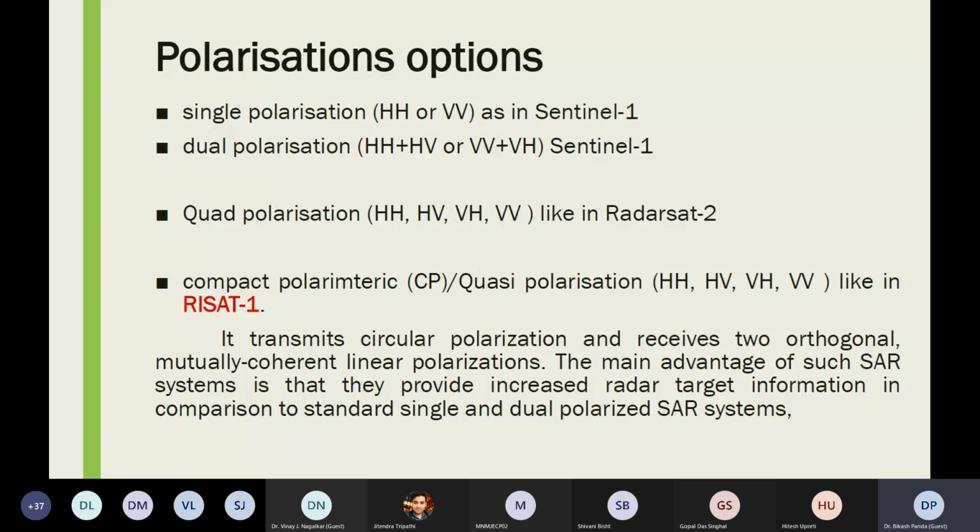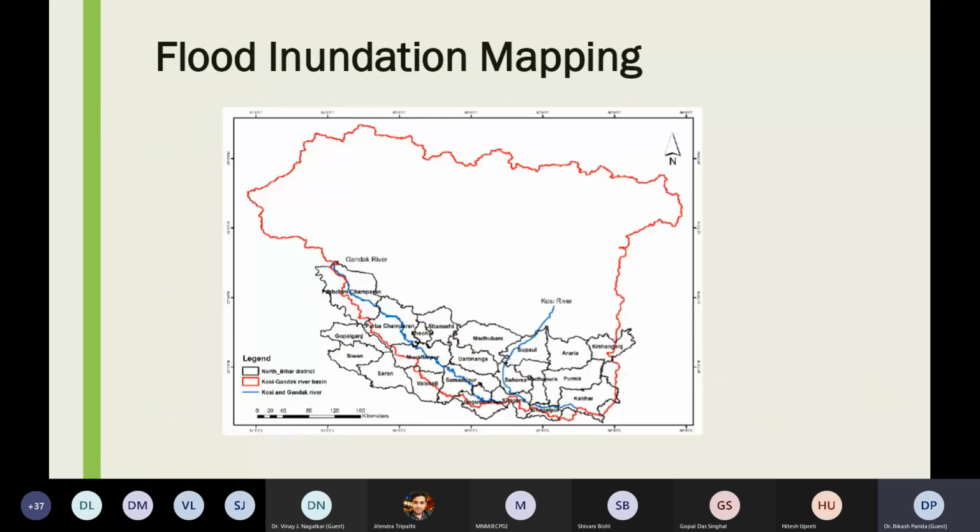Okay, so coming to some case studies, especially the case studies that I would like to discuss about North Bihar, that is the Kosi and Gandak river basins, because this is part of the project, the NISAR project, using SAC ISRO, Ahmedabad ISRO.